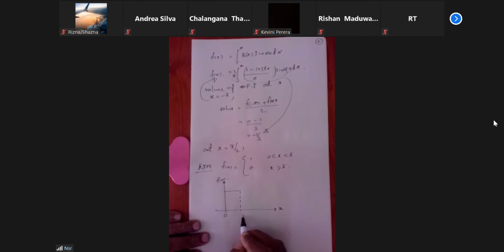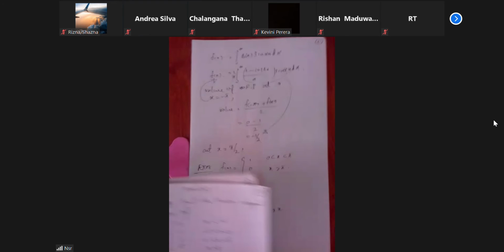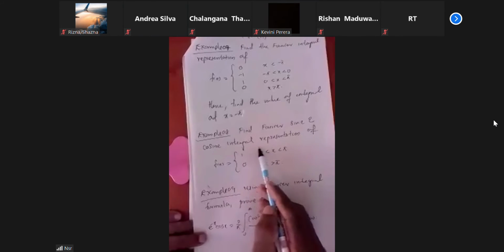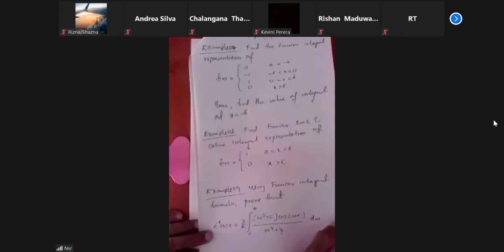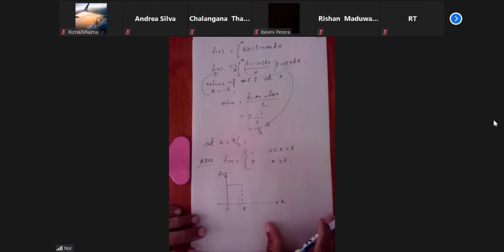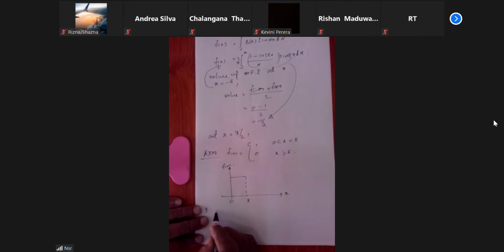So 0 to 5 is a function. The question is asking to find the Fourier sine and cosine integral for the function. So this is the question. The question is asking to find the sine and cosine integral representation of this function. So we are going to find out the Fourier sine representation first.